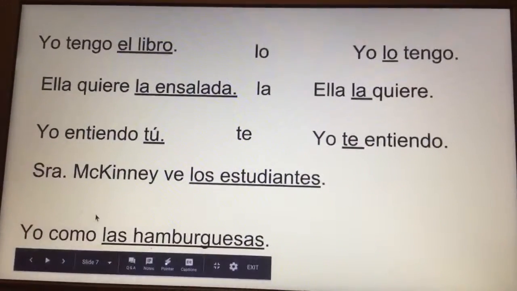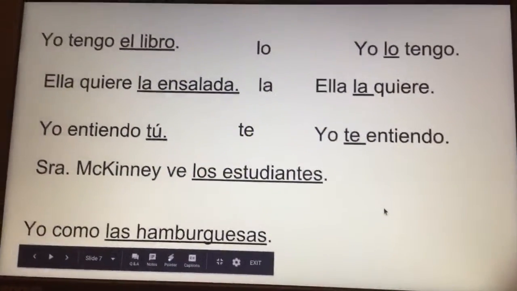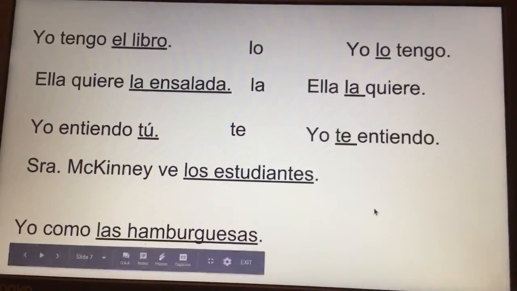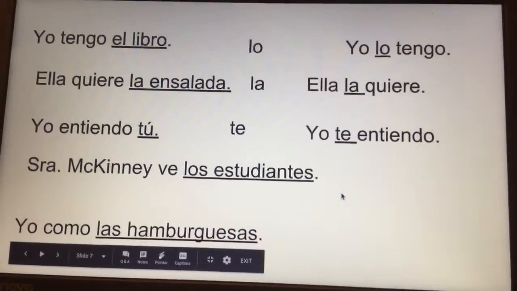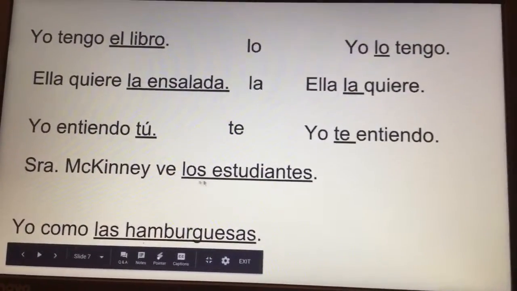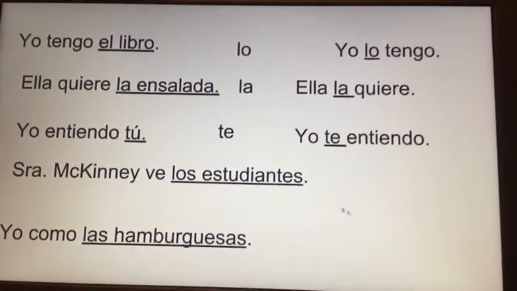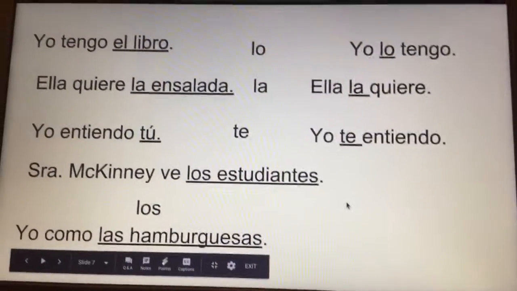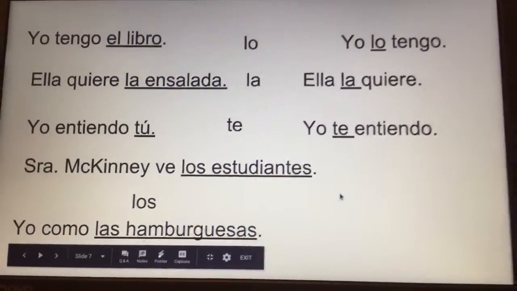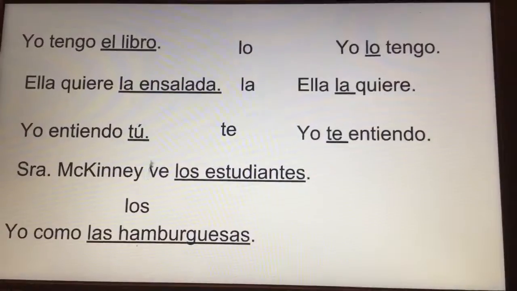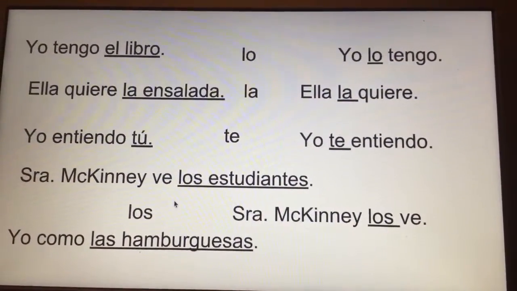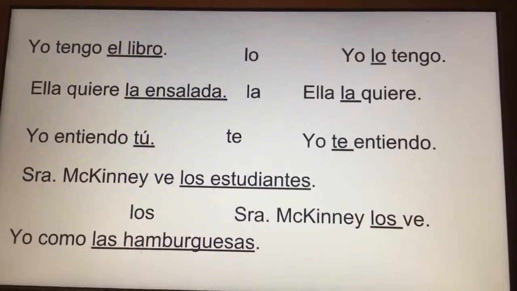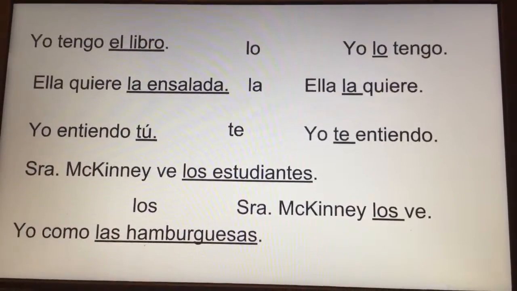Señor McKinney ve los estudiantes. Señor McKinney sees the students. The students are people, them. We're going to assume that, because of the word los, there are a mixture of masculine and feminine. So we replace los estudiantes with los. It goes before the verb ve. You now have Señor McKinney los ve. Señor McKinney sees them.